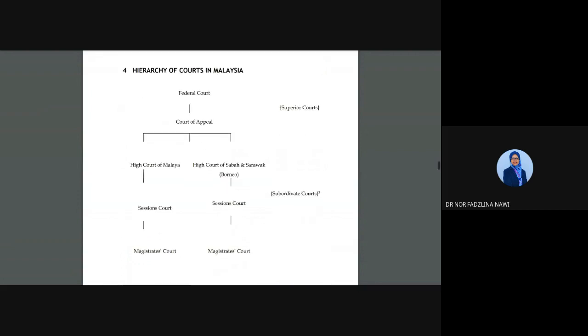Under the civil courts, as I said just now, we divide them into two categories: the superior or higher courts, and the subordinate or lower courts. We also have a couple of other courts with special jurisdiction, among others the special court, court martial, court for children, the Sharia court, which we discussed when we talked about Islamic law, and also the native court, which we touched on a little when we discussed customary laws.